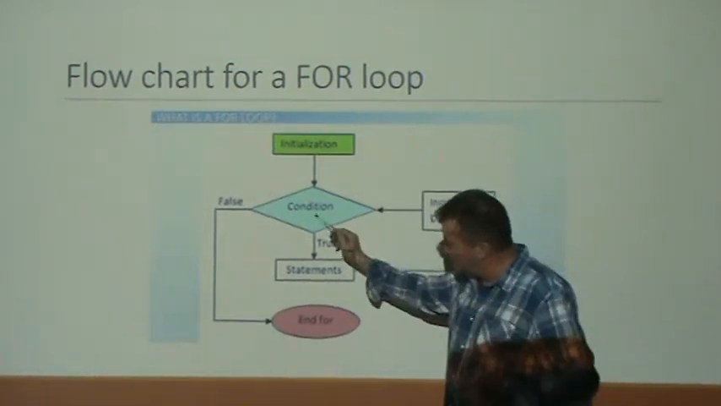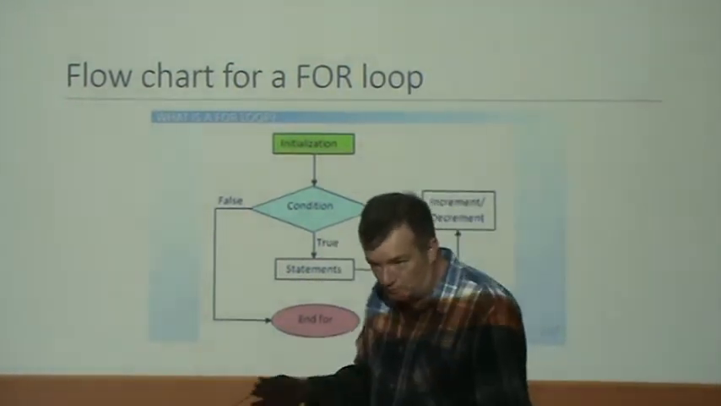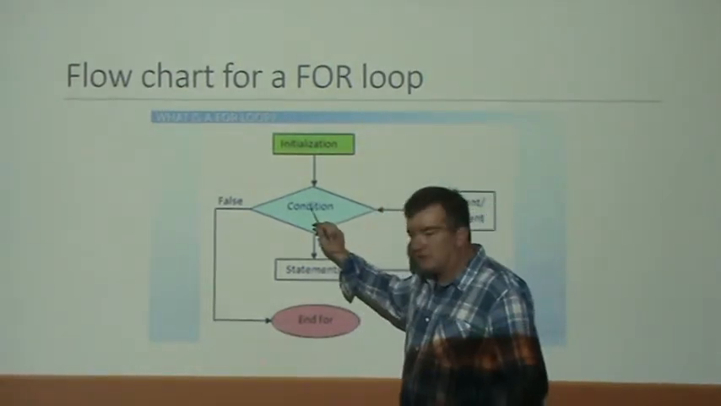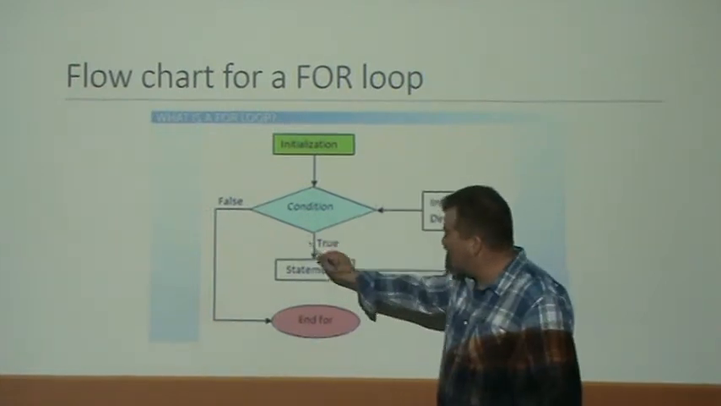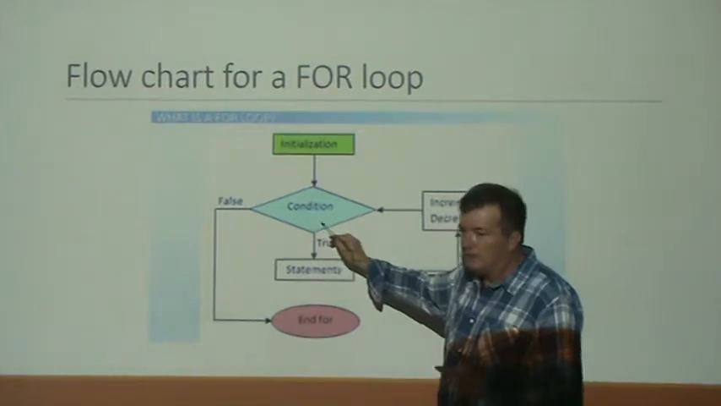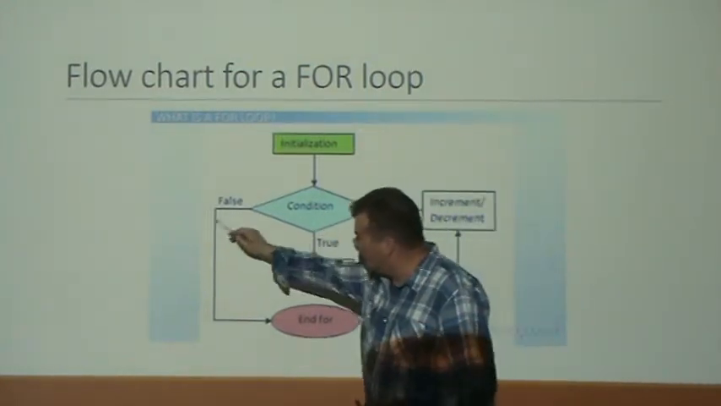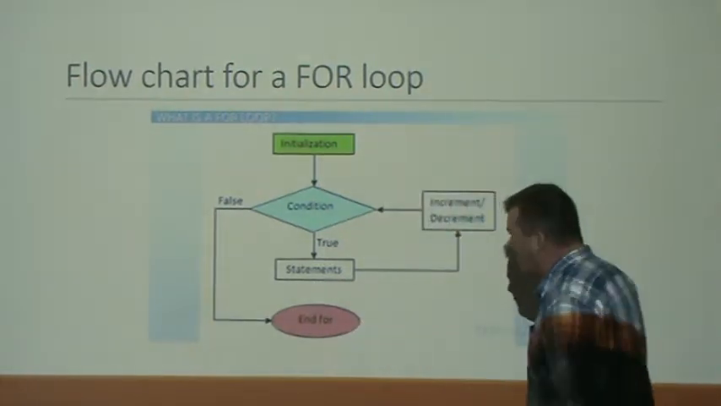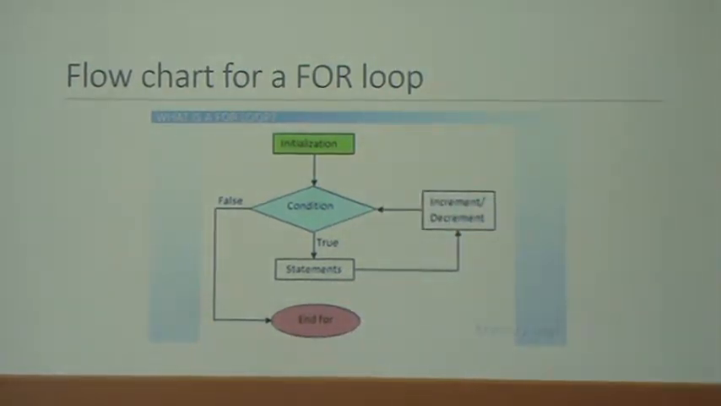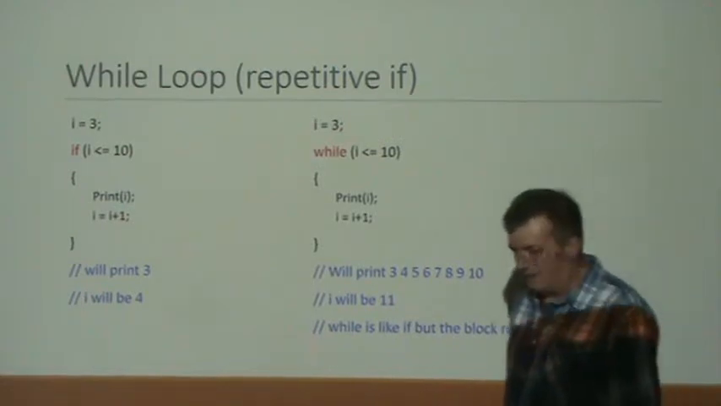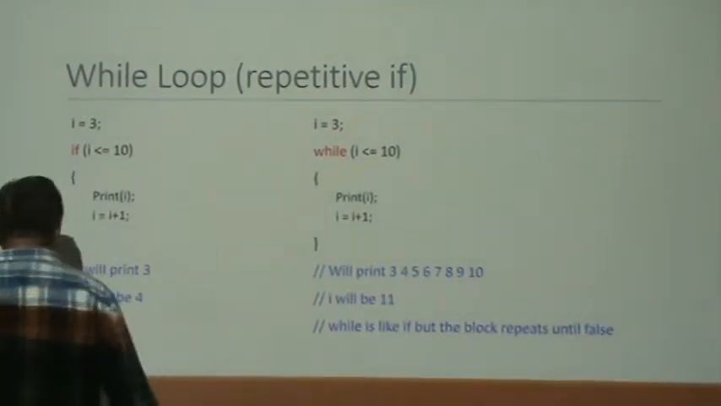And then we ask ourselves, is the Boolean expression still true? If it's still true, run the statements, increment or decrement, ask yourself if it's true. Keep running this as a loop. Eventually, it has to become false so we can leave. If it doesn't ever become false, then we have a programming problem that we have to make sure doesn't happen, because then the program would never end.